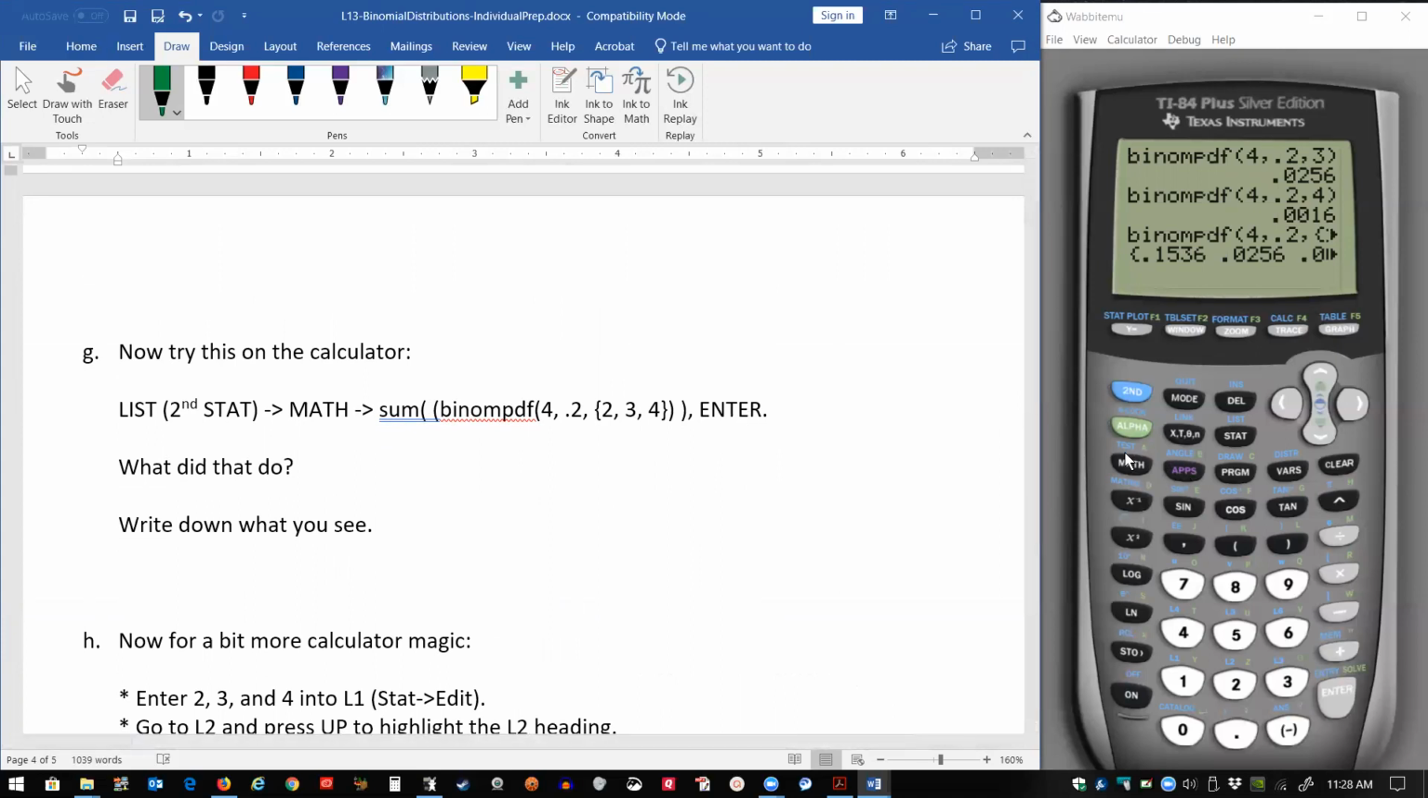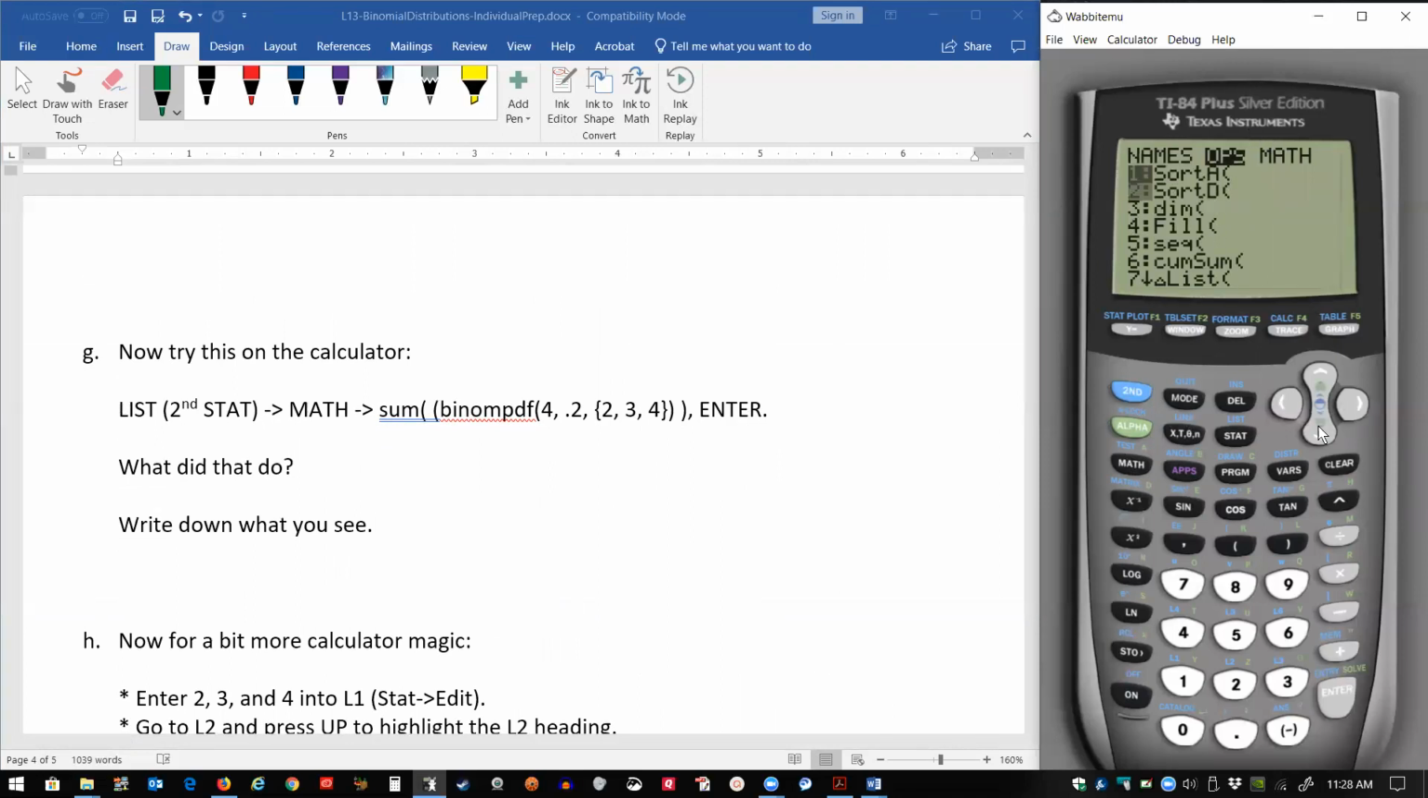So hit second and stat, which gives you your list options. All kinds of things we can do with lists. We're going to hit right and go to math, sorry, and go down to the sum function. And this will add up everything in the list that we provide to it. So let's say we were just going to do this binomial PDF as part of that sum. So we do the sum, do the binomial PDF with this third option as the list of all of those numbers. Boom, it adds those up.